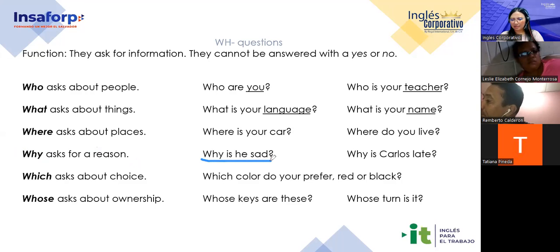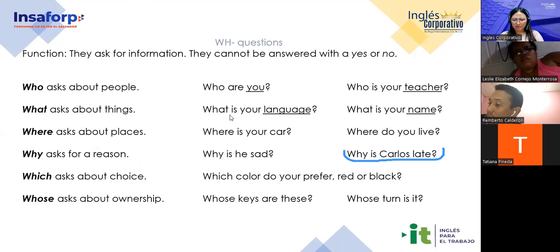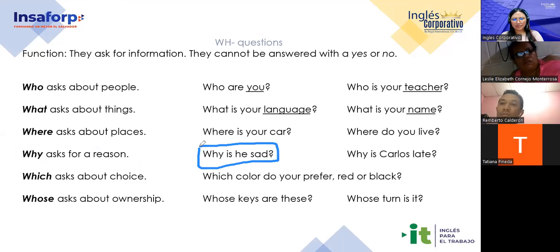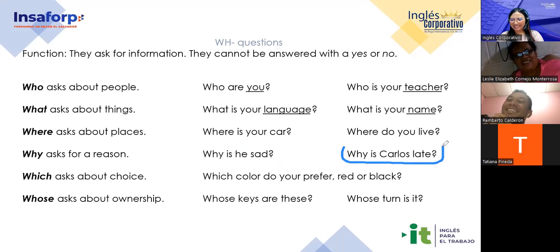Why is he sad? Why is Carlos late? ¿Sí? Miren esta pregunta. Why is he sad? ¿Qué será esto en español? Why is he sad? ¿Por qué? Porque él está triste. ¿Por qué está triste? ¿Por qué Remberto está triste? Why is he sad? Sorry. Why is he sad? No, you're not sad, right? Why is Carlos late? Porque ya se gastó la quincena, dice. No, ¿verdad? ¿Por qué tarde?